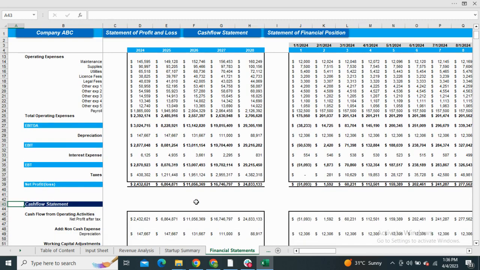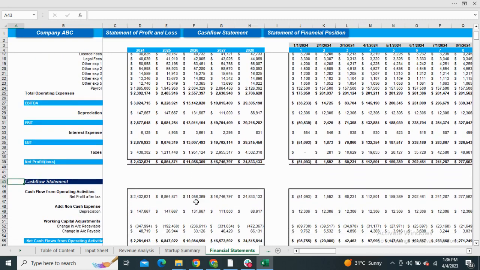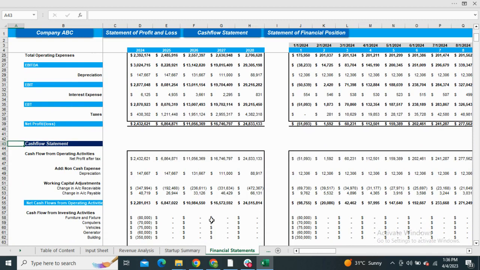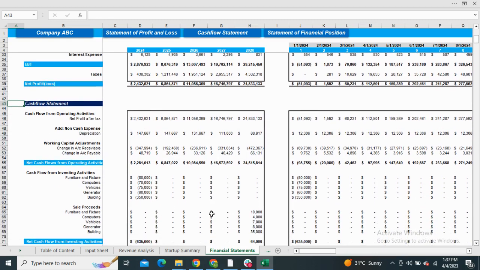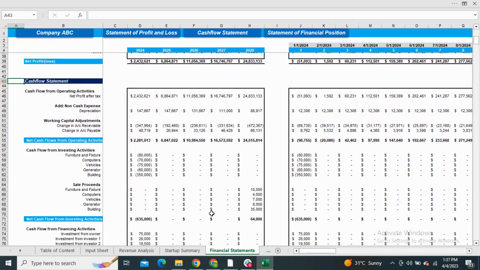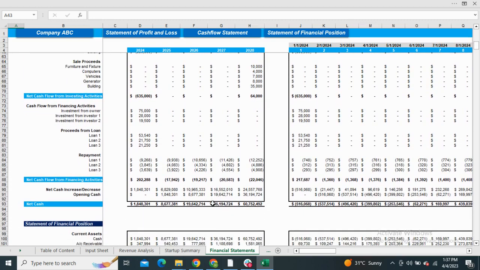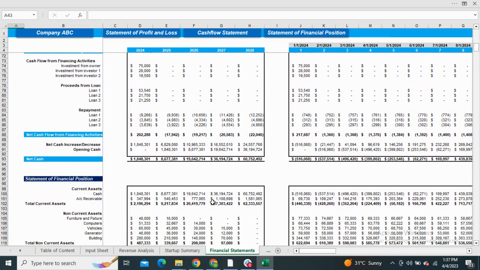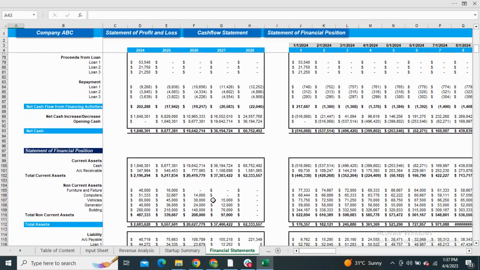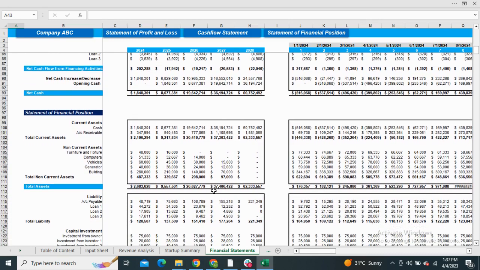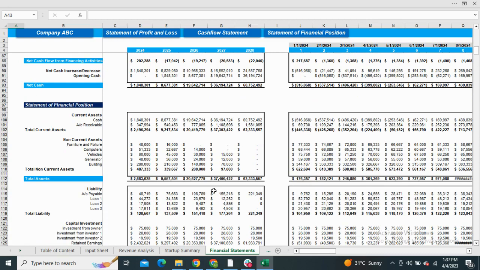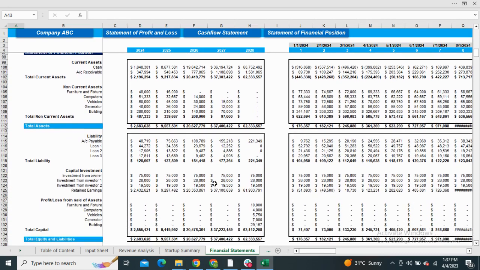Next we have the cash flow statement. It shows the cash inflows and the outflows of your company, which is further divided into operating, investing, and financing activities. Next, we have the statement of financial position, which shows the total assets, equity, and liabilities as at the date assumed and forecasted.